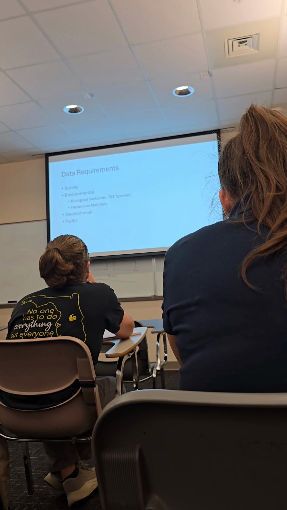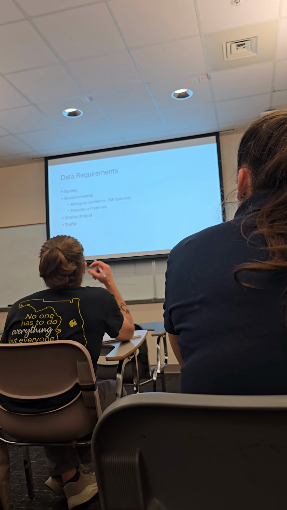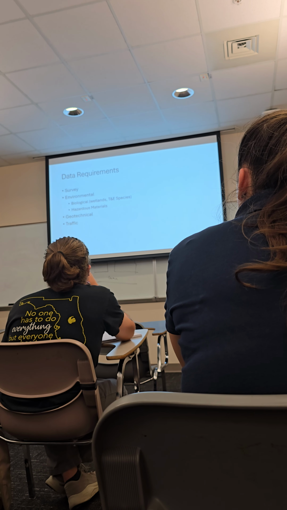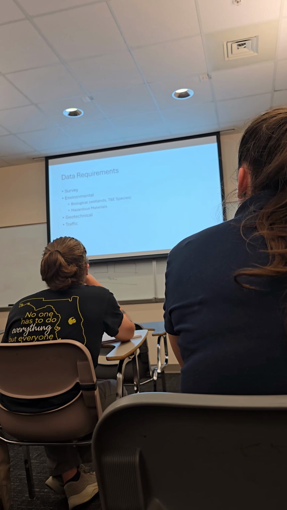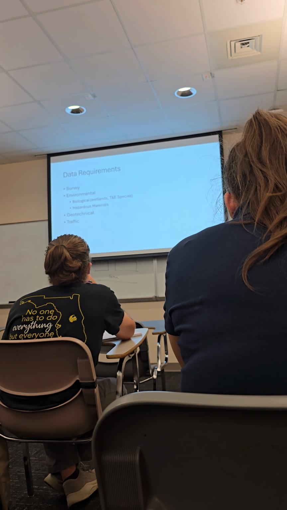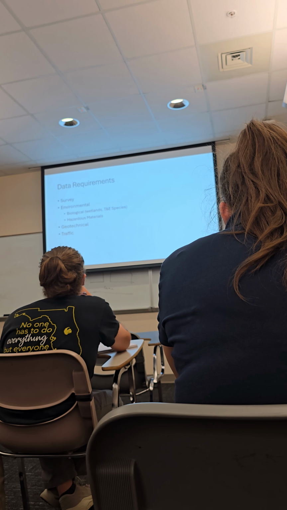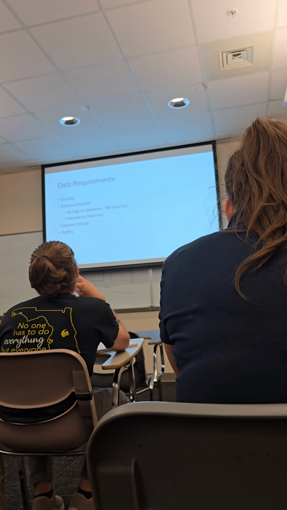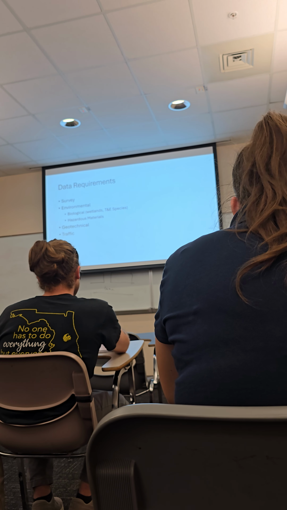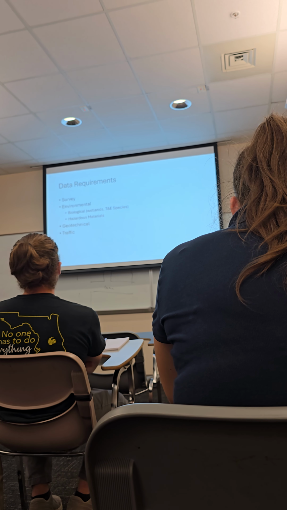So in terms of data, obviously you would likely need some kind of survey. You would also need some geotechnical information. You might also need some traffic data, which we just mentioned. And then you likely would need some environmental data. So the environmental data could be two things. One, it could be biological, wetlands, species, that type of thing. It could be hazardous materials.